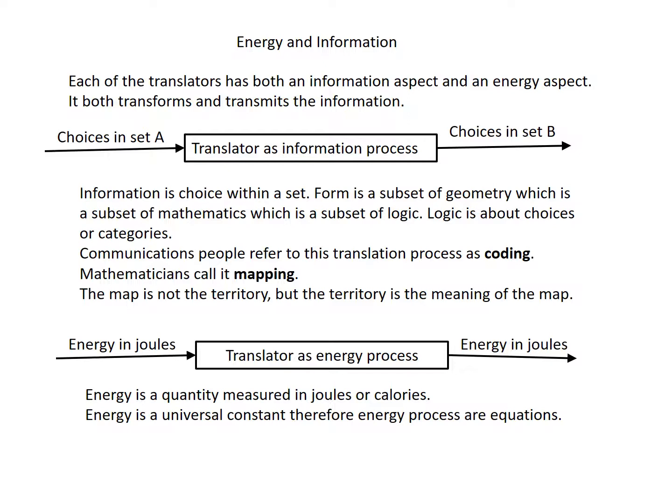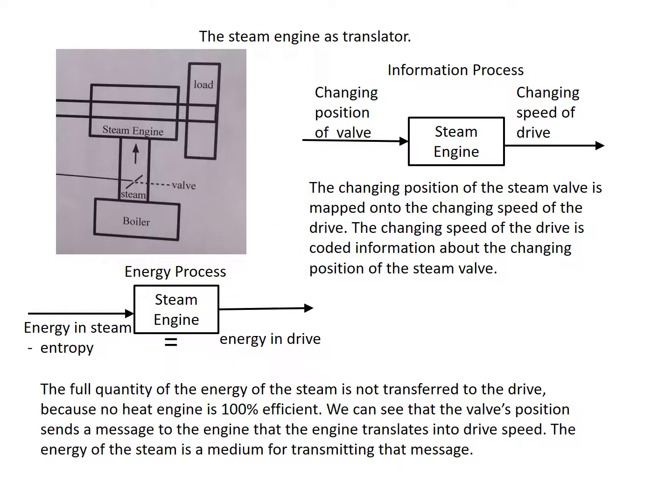Now, for the energy process, energy in joules is translated by the energy process into energy in joules. Energy is a quantity measured in joules or calories. Energy is a universal constant, therefore energy processes are equations. Thus, we look at the steam engine as a translator.